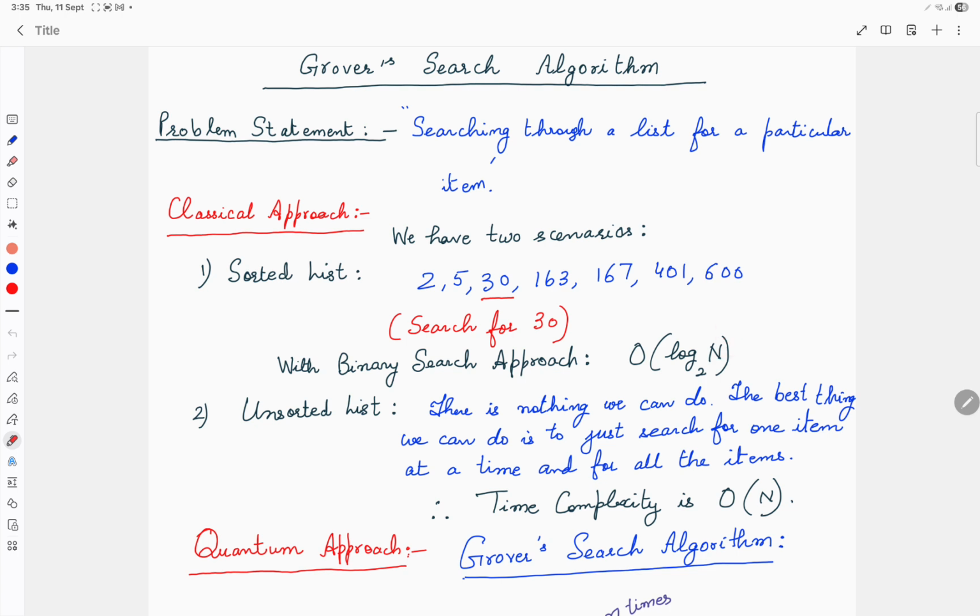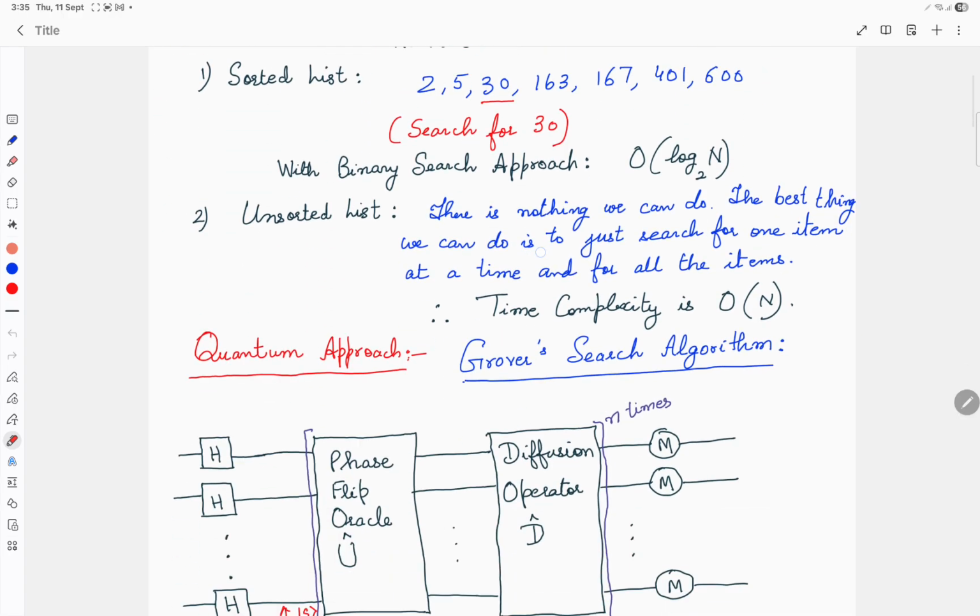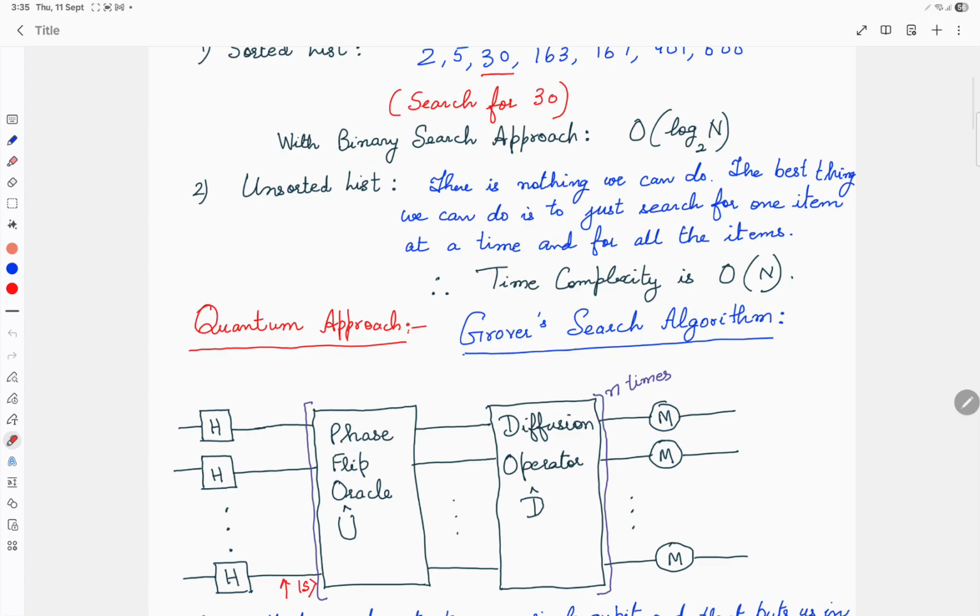Now, if we apply the binary search approach, then the time complexity that we will get is order of log to the base 2 of n. But if the list is unsorted, then the problem becomes more complicated because there is nothing we can do, and the best thing we can do is to just search for one item at a time, for all the items. So in this case, when the list is unsorted, the time complexity is order of n.